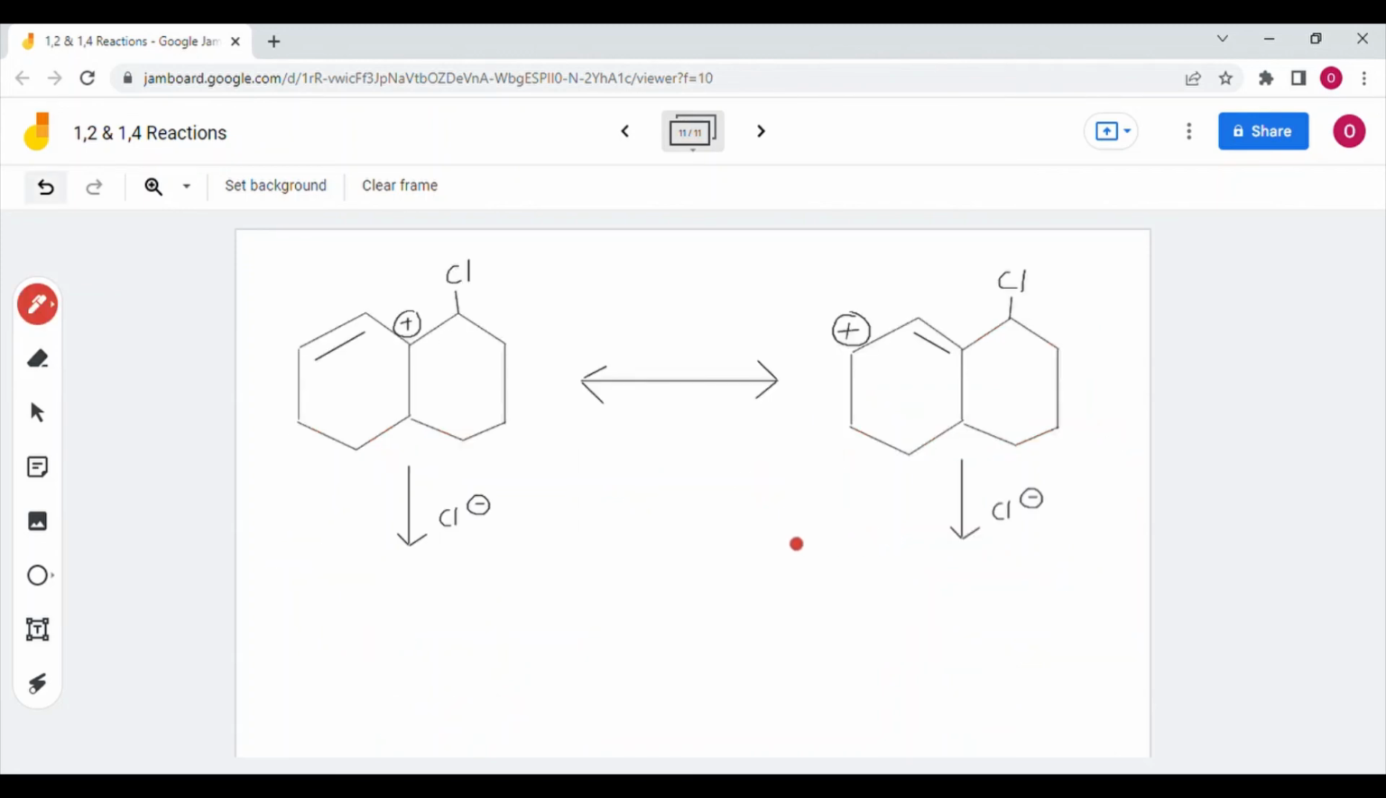So now the final step is to have the chlorine attack the positive carbocation. So if we have the electrons on chlorine, that is going to attack this positive carbocation here, thus forming this structure. Right? And conversely, if the electrons here attack on this carbocation, this is going to end up forming this structure.